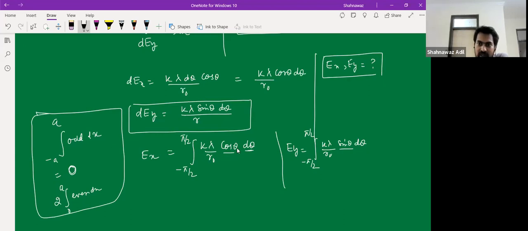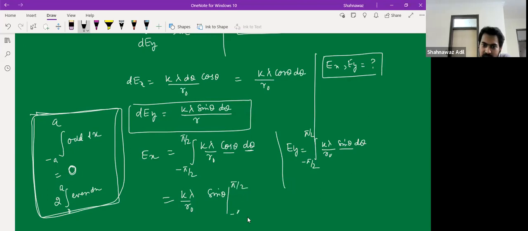Use it again with minus pi by 2 to pi by 2 for Ex. Do you want me to prove the limit or the integration? Just how we are integrating it from minus pi by 2 to pi by 2. So let me write that integral value. We don't want to use this shortcut. So then let us integrate and check. This is k lambda by r naught, and the integral of cos theta is sin theta, right? And we have to put in pi by 2 and minus pi by 2.